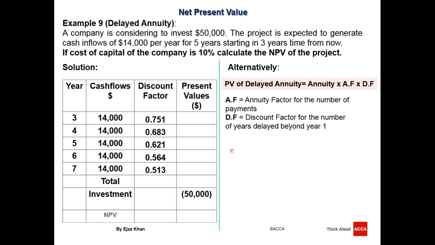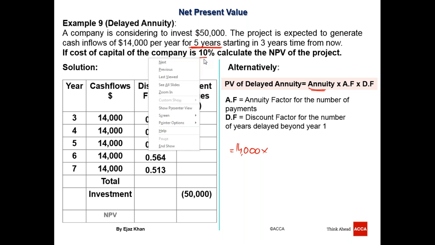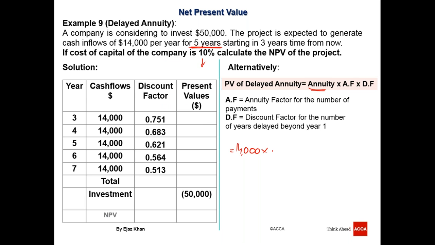Okay, annuity, which is 14,000. The number of payments: if you look at this, it's not a 5 years project. It says that the cash inflows of 14,000 per year for 5 years. So it has clearly told us how many payments we are going to receive. So we are going to receive five payments. So can I have an annuity factor for 5 years?